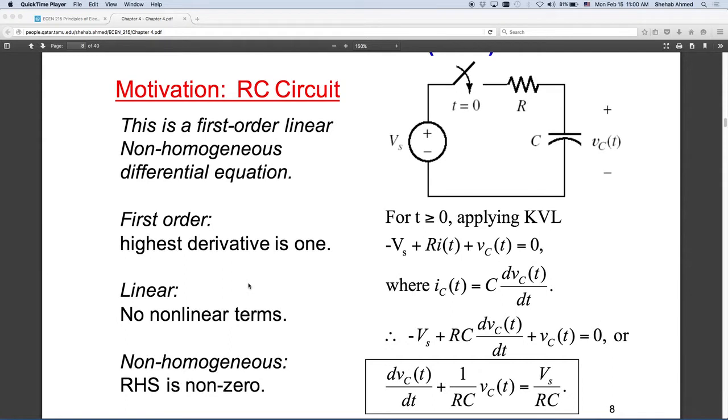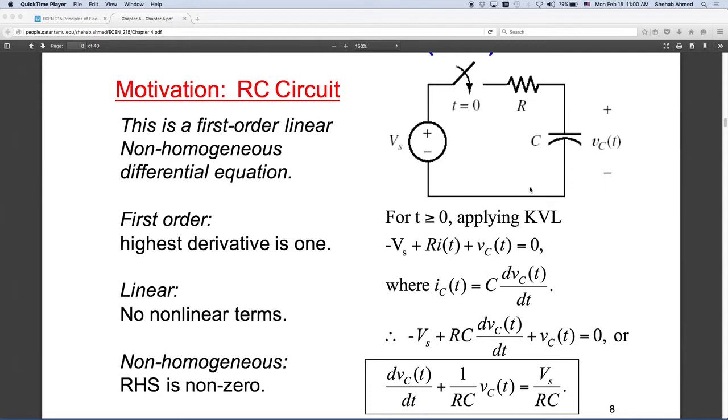In a circuit like the one we have here, they're trying to show you that the response is a first order differential equation. So what they did was, you can do two things. You can do either Kirchhoff current law or Kirchhoff voltage law. What they did here was apply Kirchhoff voltage law around the loop.